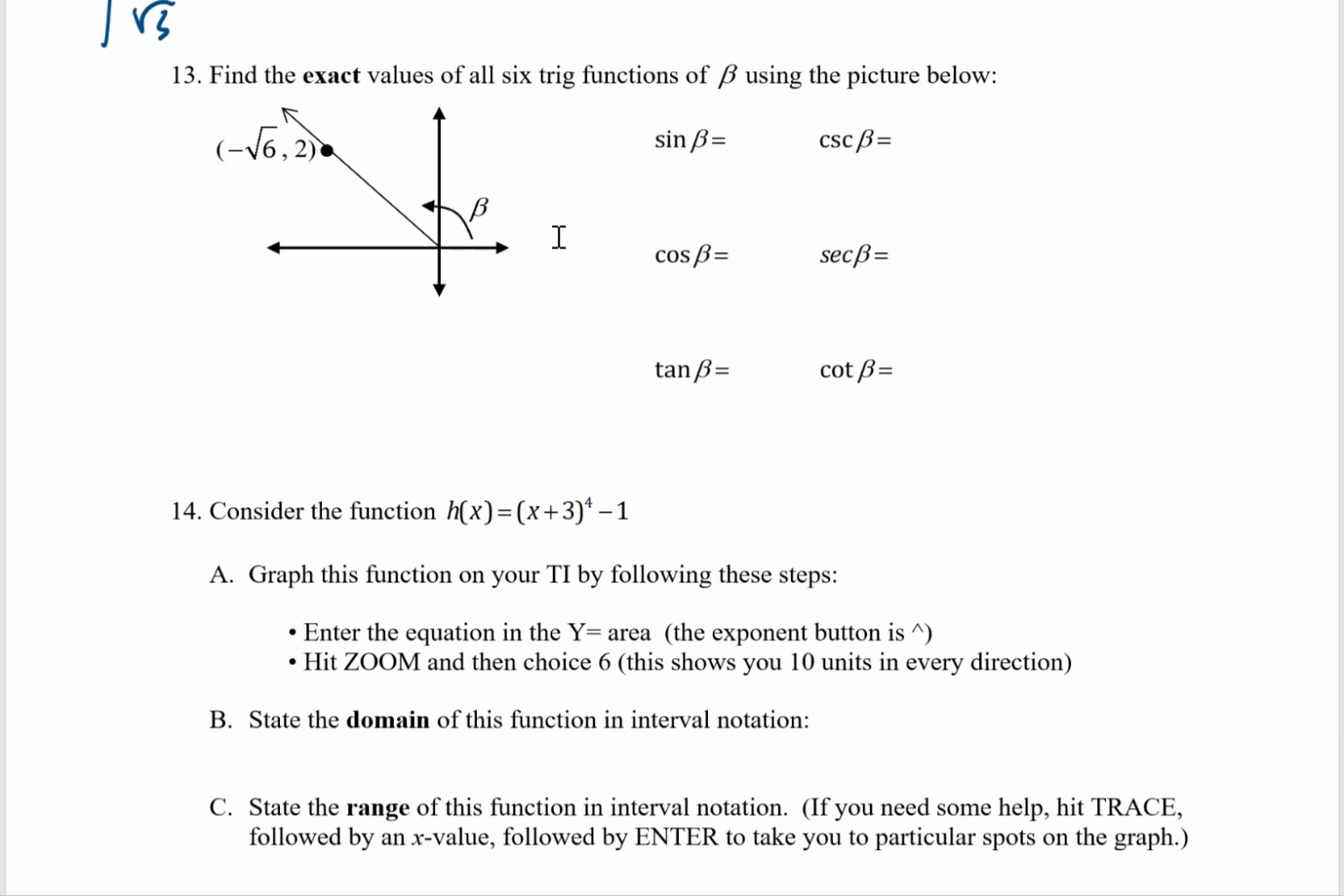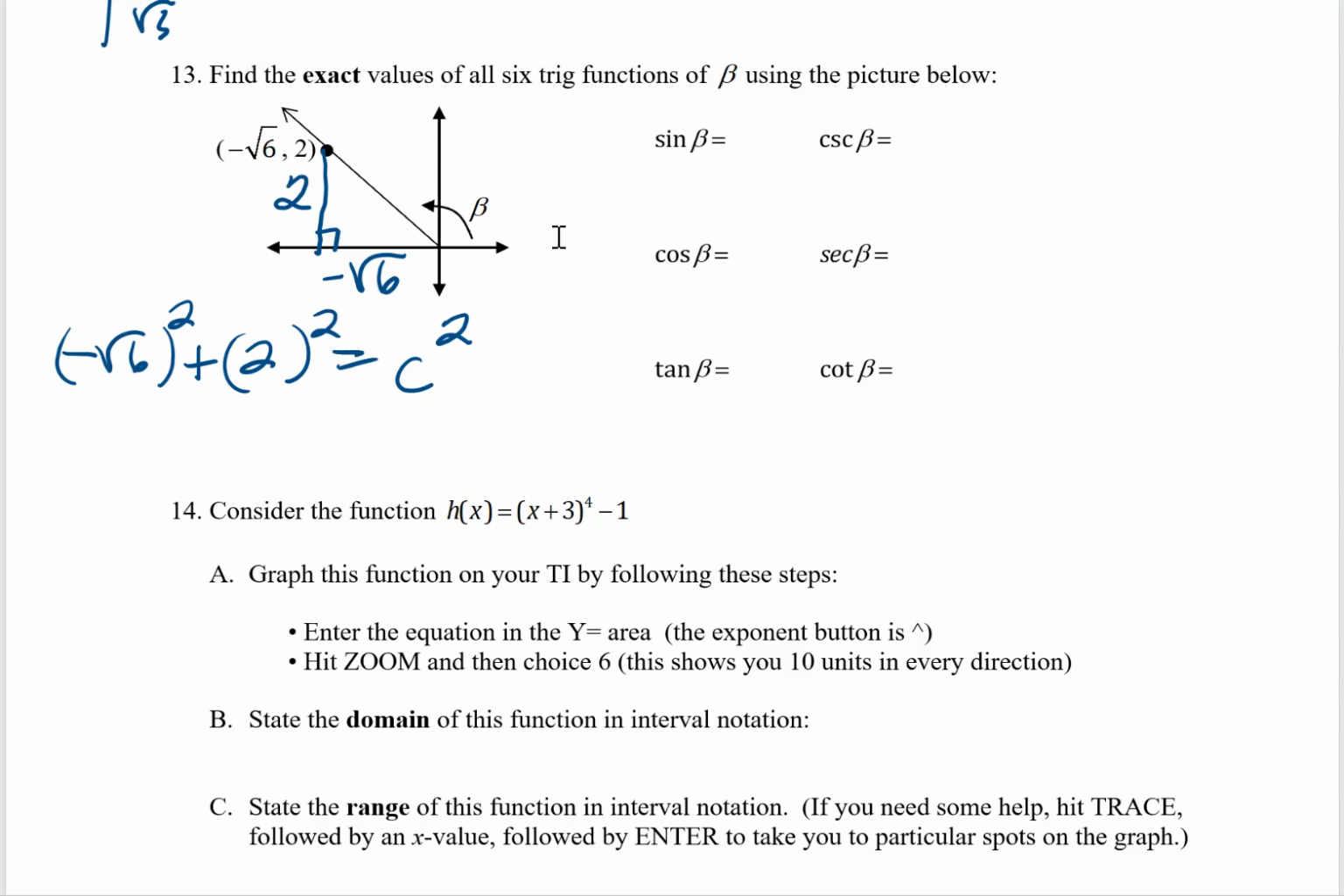Problem 13, I'm looking for the exact trig values of angle beta. I've been given a point on the terminal side, and it always seems helpful to drop a perpendicular so that I can actually label the sides of the triangle. This is -√6, 2. I'm going to have to find the hypotenuse, which I can do using the Pythagorean theorem. So if I square this and square the 2 and add those pieces together, I will have the c, or I could have called it the r, squared.